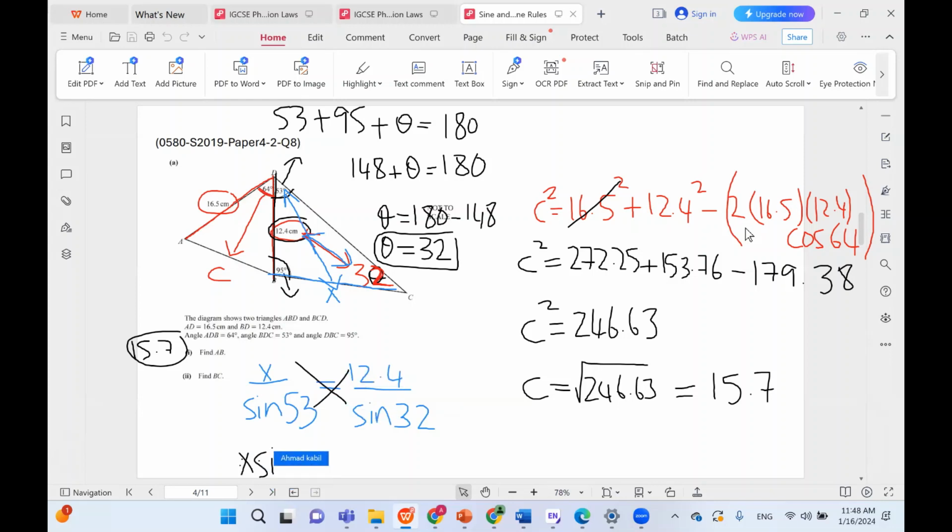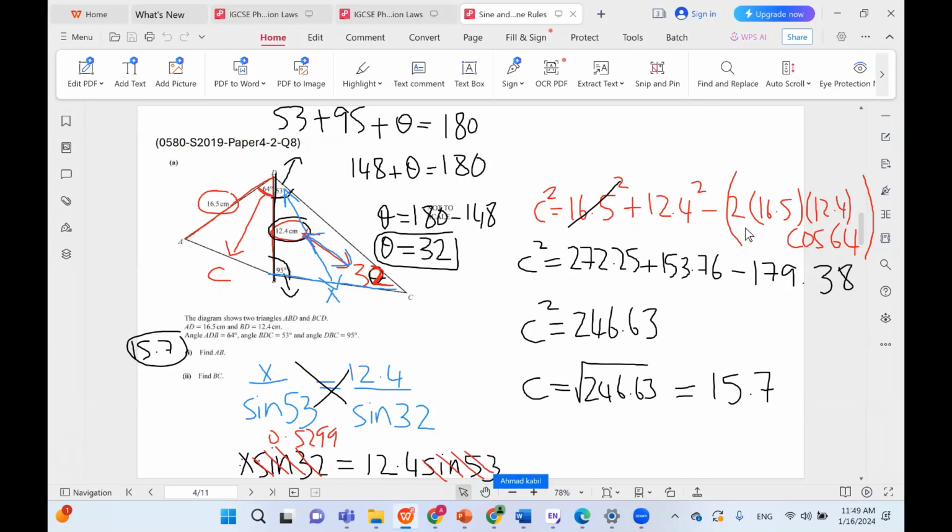X sine 32 is equal to 12.4 sine 53. And then we can evaluate the sine of each angle independently. So sine 32 is 0.5299. Just going to write a lot of decimals so as not to make mistakes. So 0.5299 multiplied by X is equal to 12.4 times sine 53.